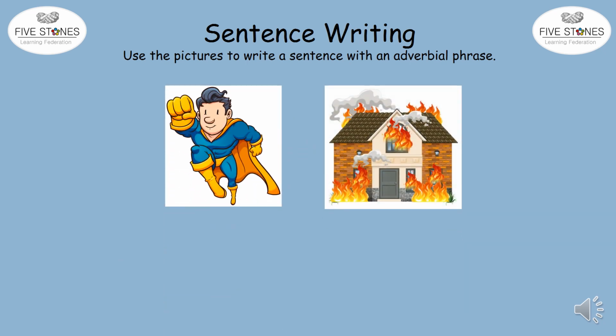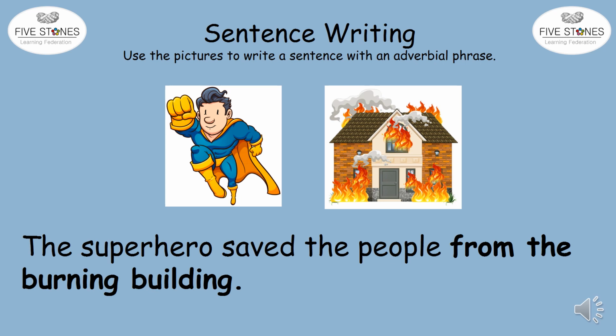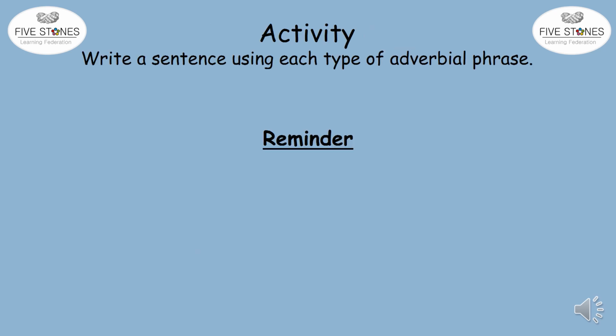Final one. I've got a superhero and a burning building. Try and write a sentence using these two pictures using an adverbial phrase. So my example was the superhero saved the people from the burning building, and my adverbial phrase in this sentence is from the burning building, and that is telling you where that happened.